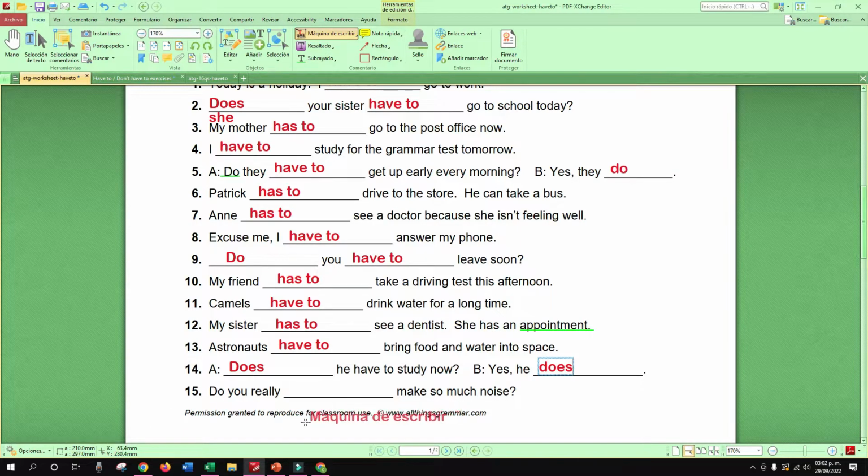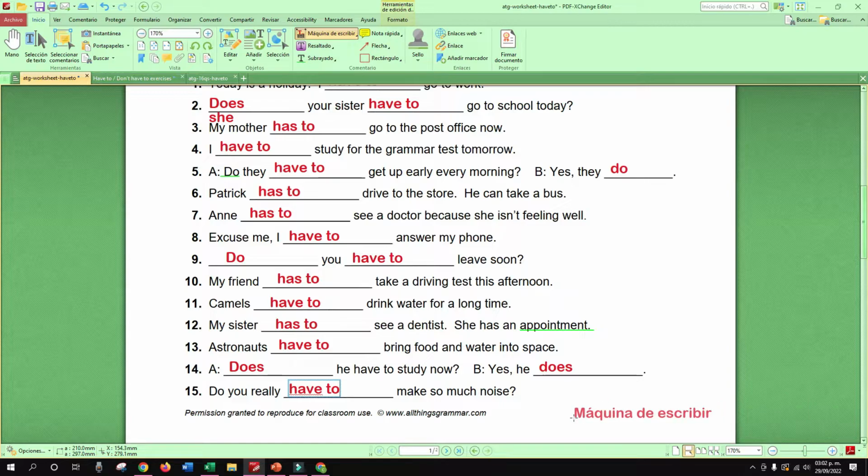And what about the last one? Who wants to try the last one? Come on, guys. This is your opportunity for participating. So, who wants to try it? Someone? Maybe Karen, Emmanuel, Mr. Cuellar? You have made so much noise. Okay, do you really have, right, to make so much noise?